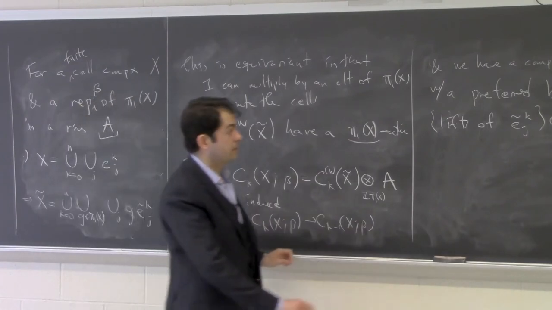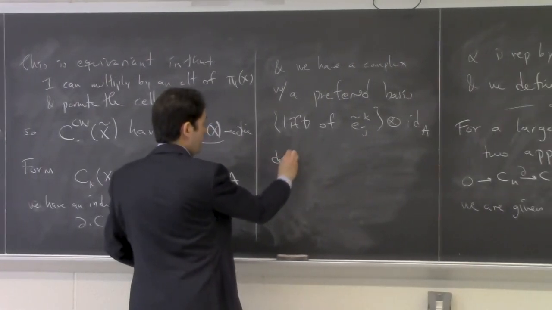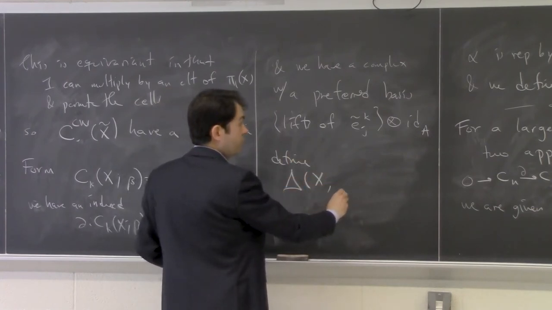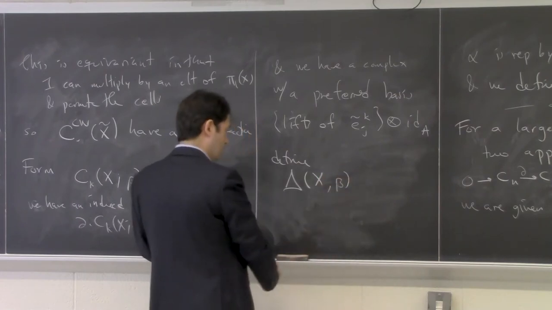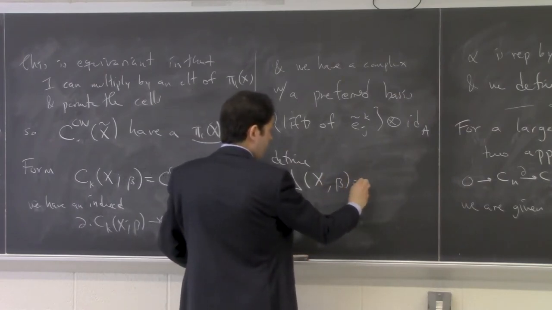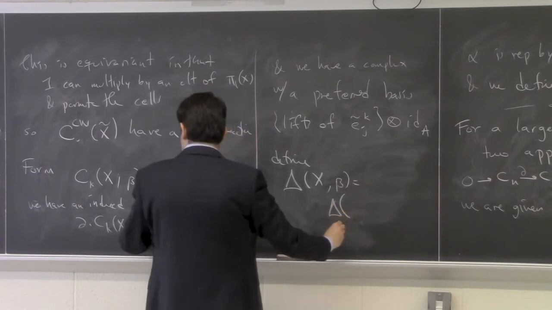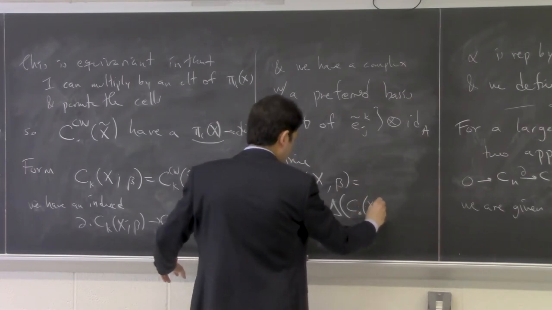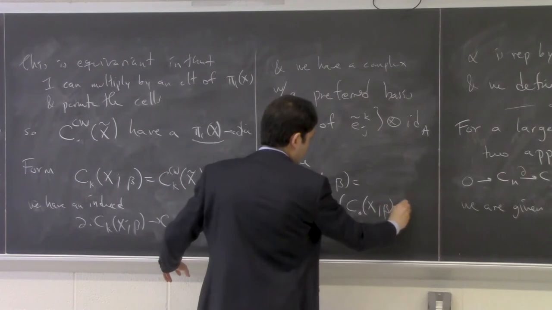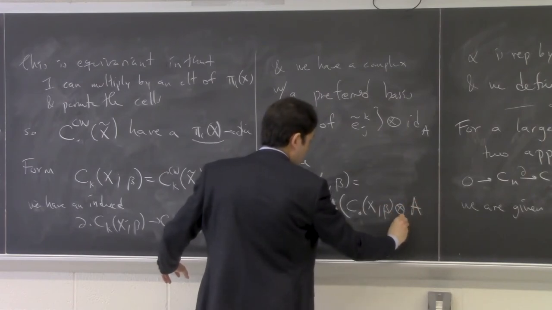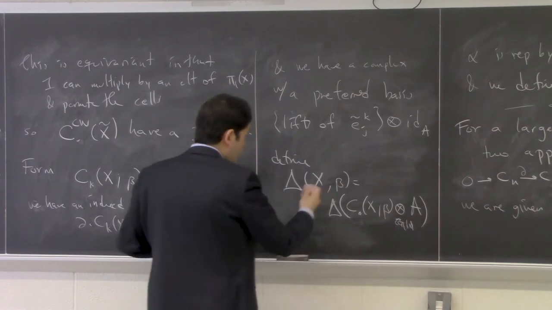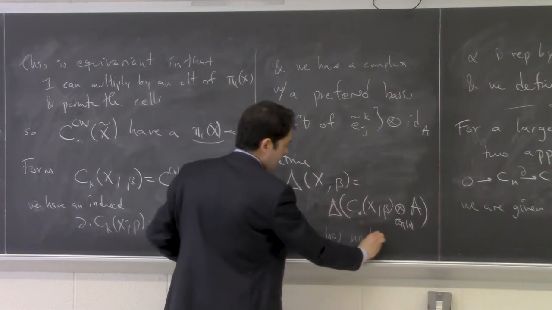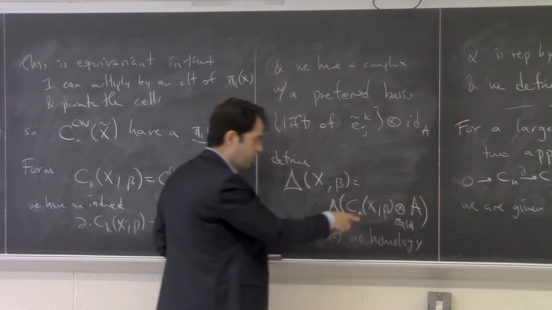So we can define the Rademacher torsion of X with respect to the representation beta to be precisely the torsion of this complex, if this has no homology. Right, if this complex has no homology.